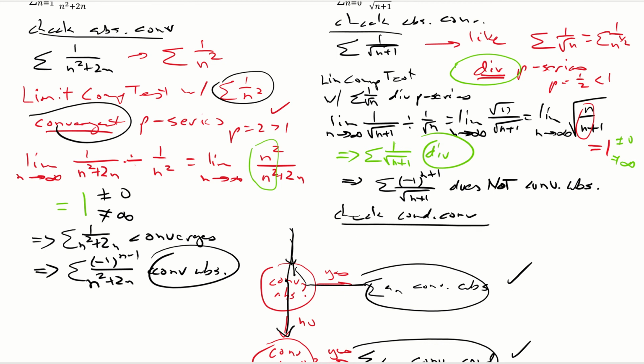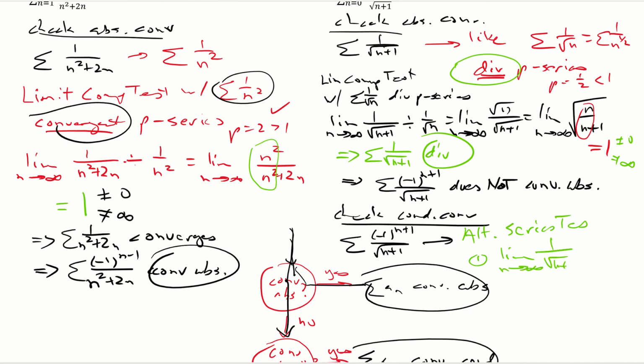Okay, so that means you take the series at face value this time, which is (-1)^(n+1) over the square root of n plus 1. And the only test that works for us there is the alternating series test. You have to run through it, okay? So what we do is 1, we show the limit as n goes to infinity of 1 over square root of n plus 1 is definitely 0. We can see that. The denominator gets bigger and bigger.